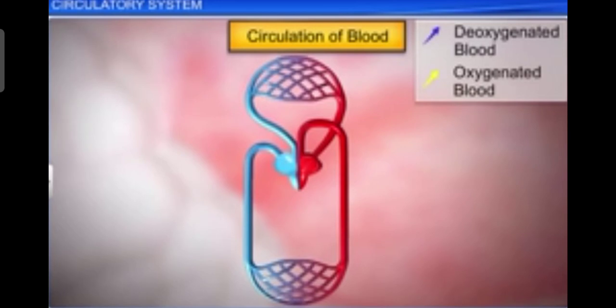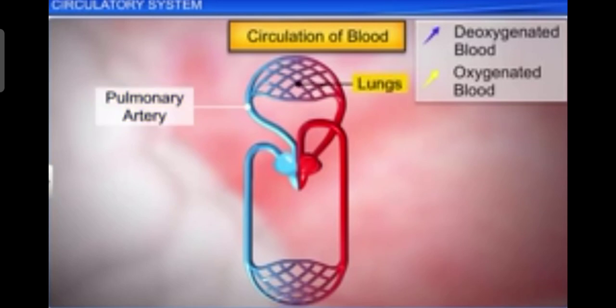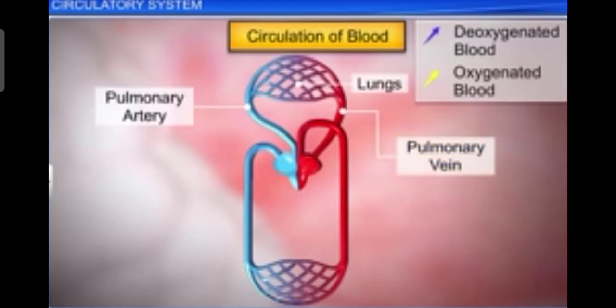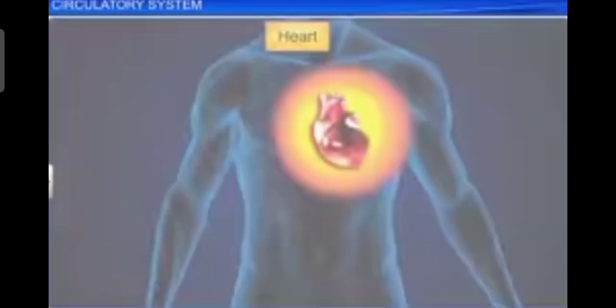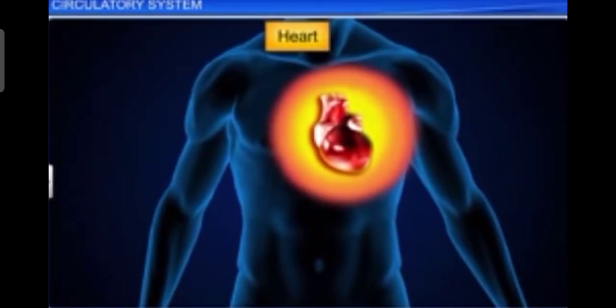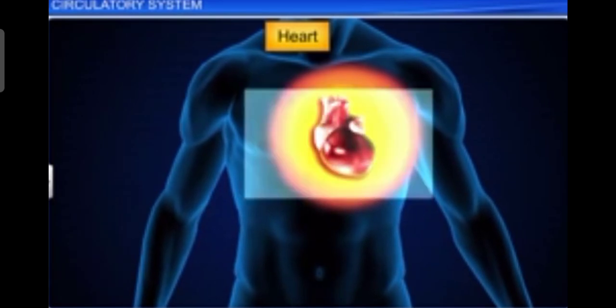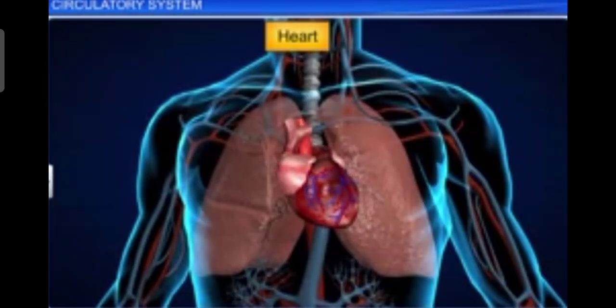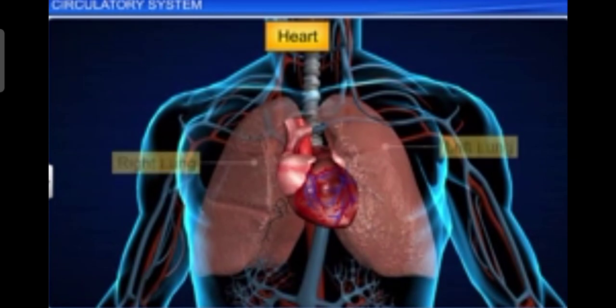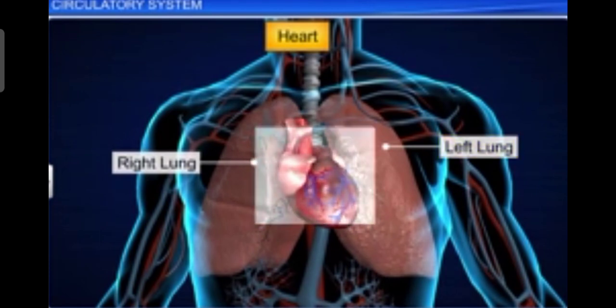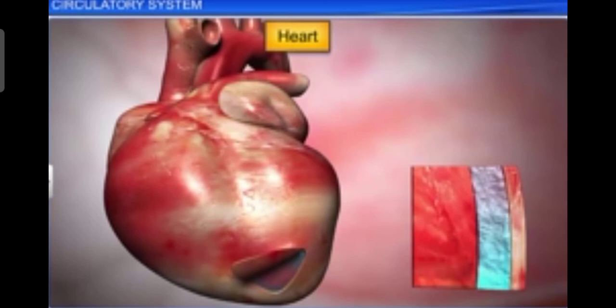And veins are the blood vessels that carry deoxygenated blood from different parts of the body to the heart. With the exception of the pulmonary artery and vein: the pulmonary artery carries deoxygenated blood from the heart to the lungs, whereas the pulmonary vein carries oxygenated blood from the lungs to the heart. So this is the heart, and it is protected by a double-walled membranous bag called the pericardium, enclosing the pericardial fluid.